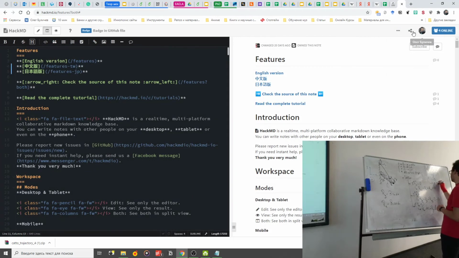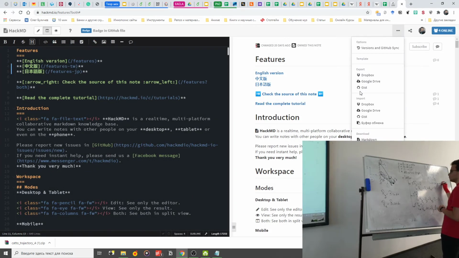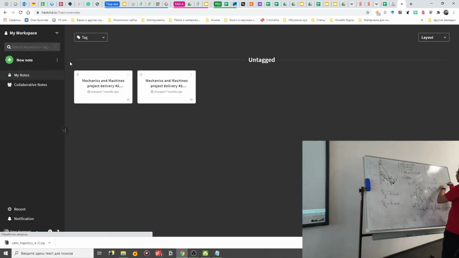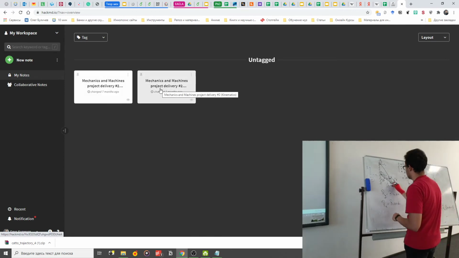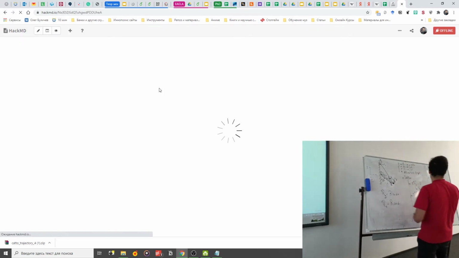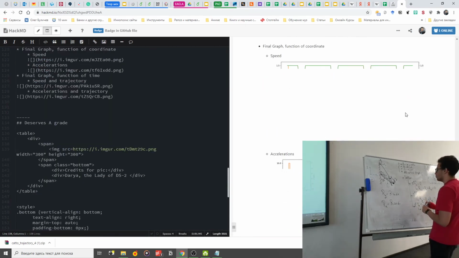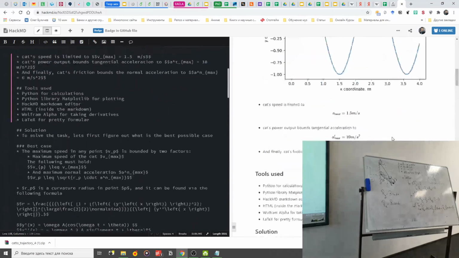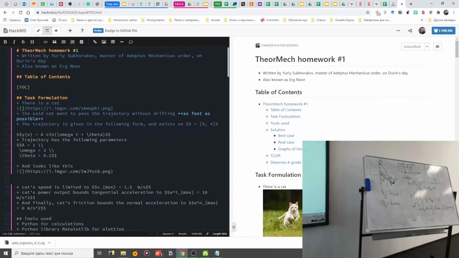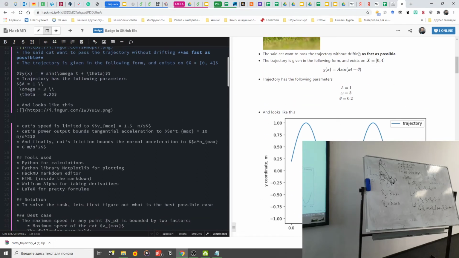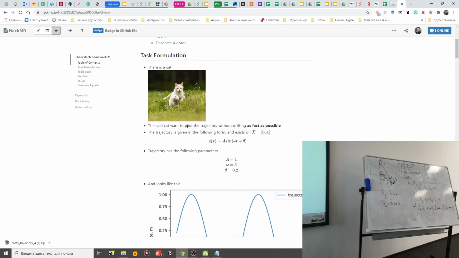What is this? No, I'm not open. He explained to me that there is a cat, and the cat wants to pass the trajectory without drifting as fast as possible. He explained the task. This is the assignment, the big assignment. But why explain the task? You already know the task.